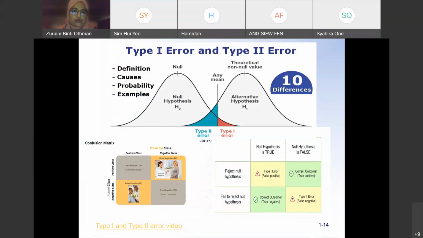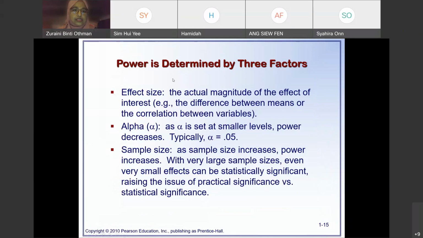Okay, so this is what type 1 and type 2 error are, and this is power. Power is determined by 3 factors. What is power? It comes from the effect size, it comes from the alpha, and it comes from the sample size. What is the effect size? It is the actual magnitude of the effect of interest. For example, the difference between means or the correlation between variables. And for alpha, the smaller the level, the more power decreases. Typically, alpha is equal to 0.05.